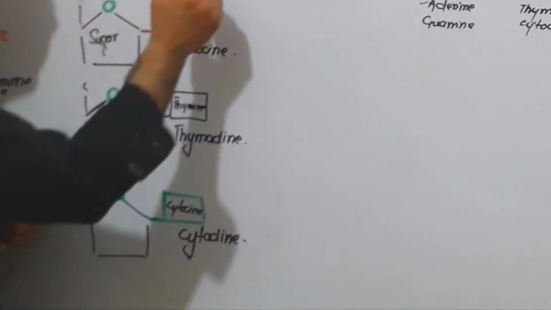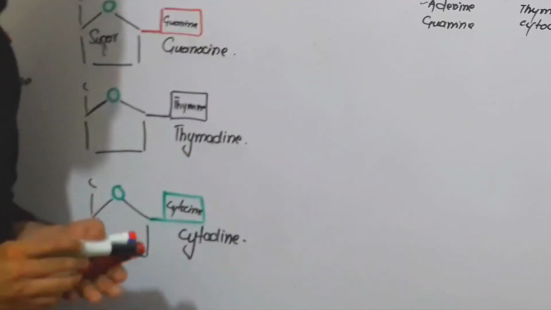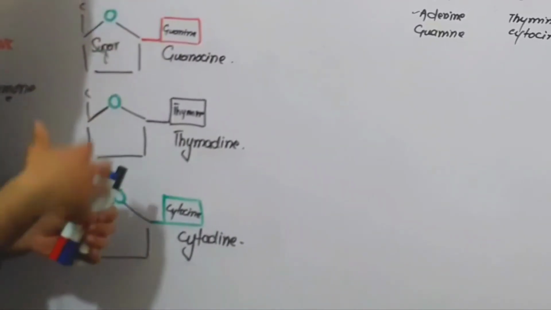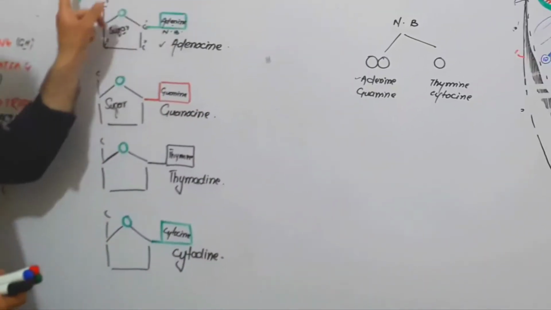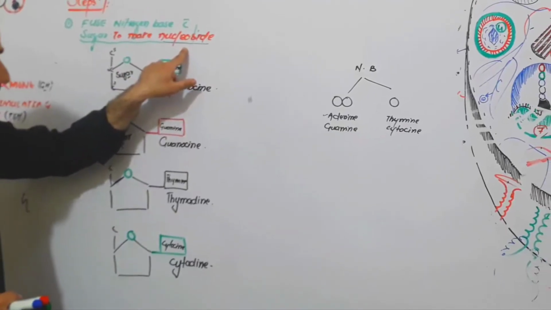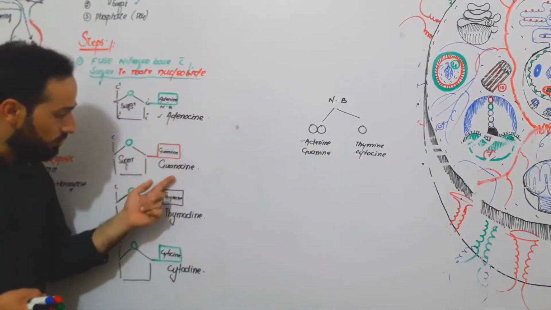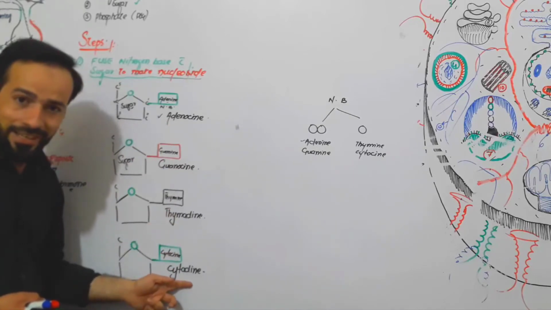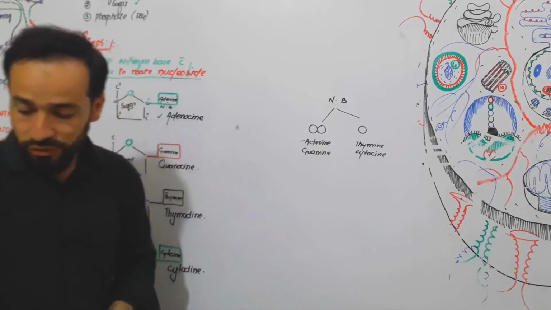Right? So these 4 types of nucleosides have been formed, not nucleotides, right? We are going to make the nucleotide. So we fuse nitrogen base with sugar, we made nucleosides. So 4 types of nucleosides are formed: adenosine, guanosine, thymidine, cytidine. So this is our step number 1. Now let's move towards the step number 2.